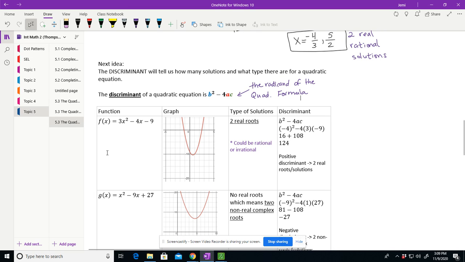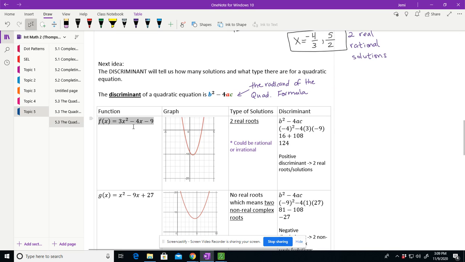So I've got a table here. In this table, it looks at how many solutions there are for a function and why the discriminant tells us that. So let's check out this first function here. f of x equals 3x squared minus 4x minus 9. This function that I wrote is the related function for the equation we looked at above.